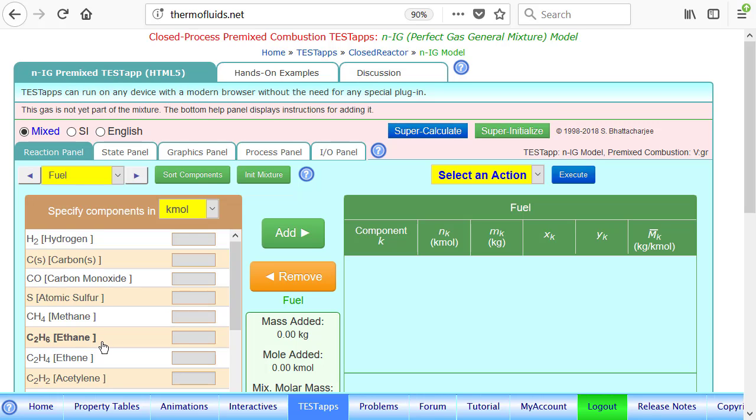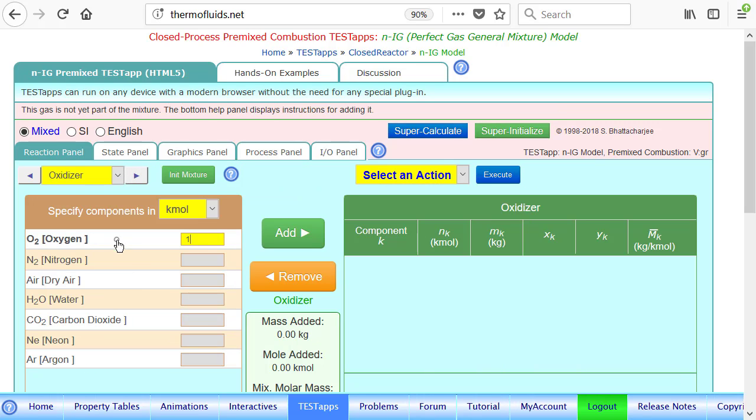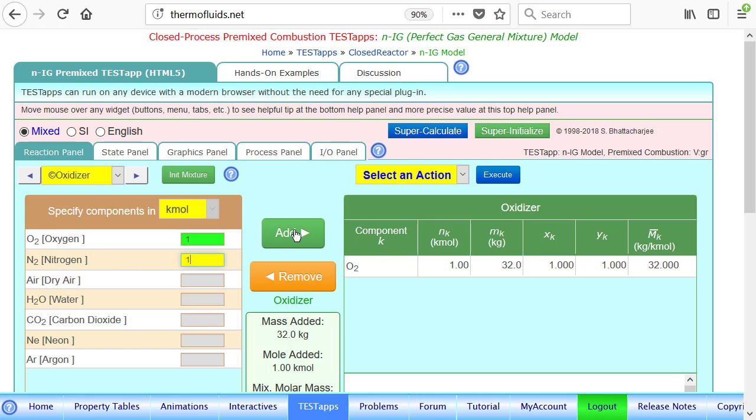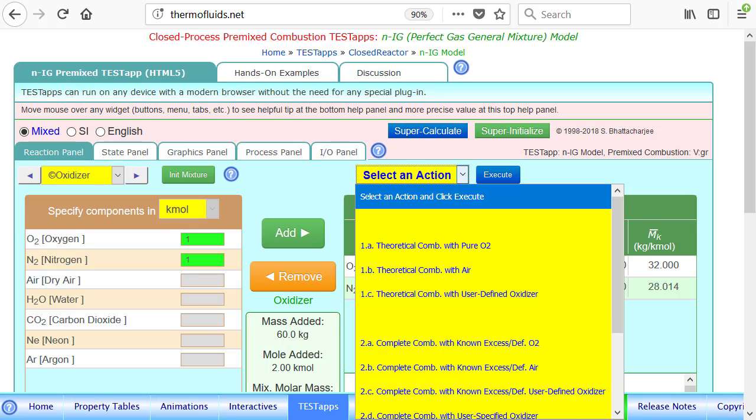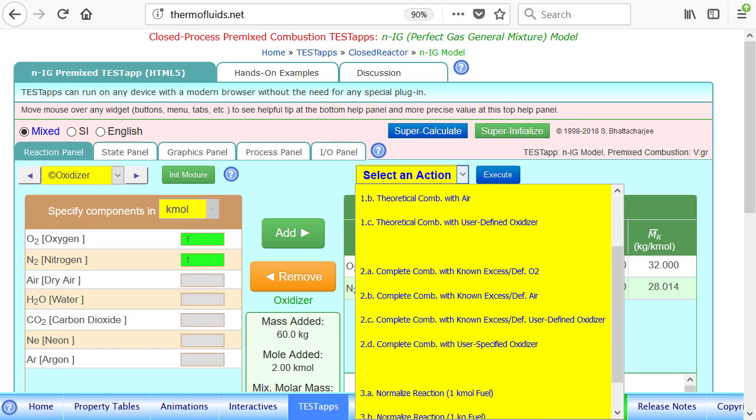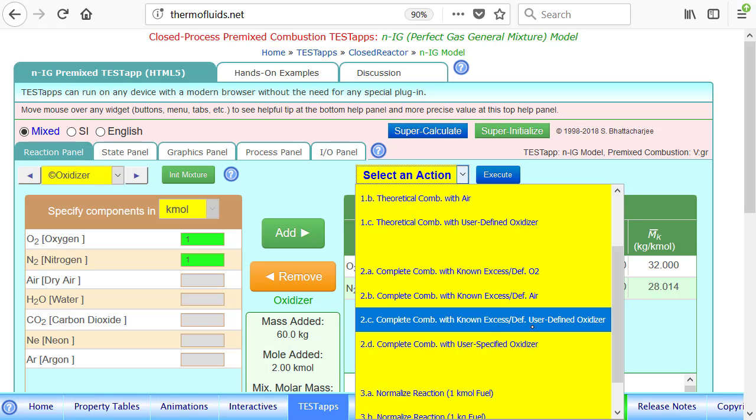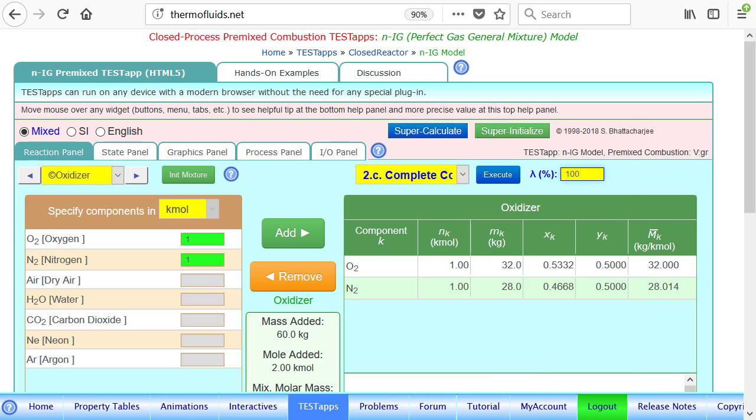And here is the app. So we start with ethane, and we want to set up the theoretical reaction. Let's define the oxidizer. 1 kilomole of this is the proportion, basically. So this is our oxidizer, and now we balance complete combustion with a known excess, deficient, or user-defined oxidizer. Of course, this is the theoretical, lambda equals 1 in that case. So this will be our theoretical reaction.